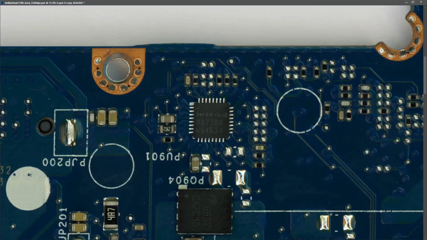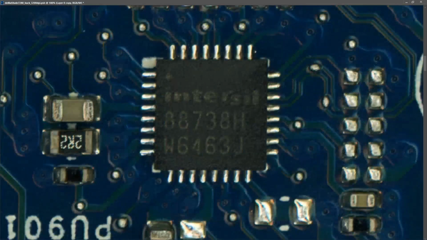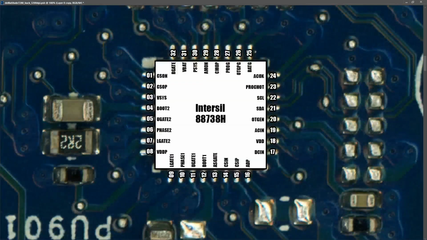So where do we even start with trying to find those pins to measure the voltages? Well, first of all, I want to zoom in a little bit more, and then I want to mark out all the pins on it.